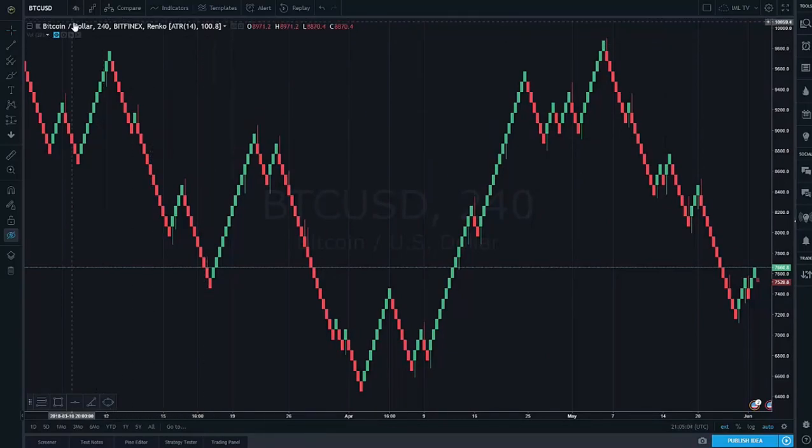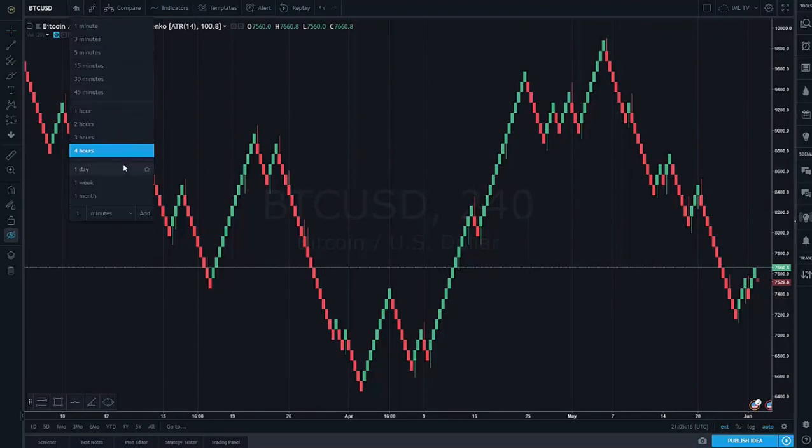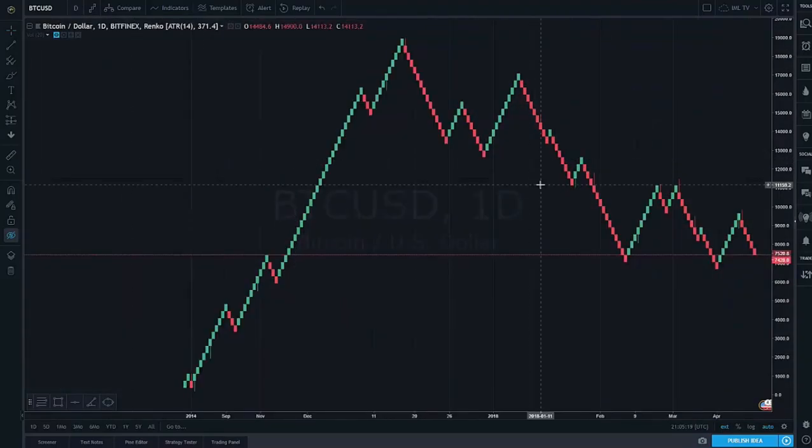On the 4-hour time frame, what this number is saying is that every time price moves $100 or 100 pips in the same direction, we're going to get a new candlestick that prints. If we come onto the daily chart, we're looking at more data, and every time that price moves 371 pips in the same direction, we're going to get a new candlestick that prints.